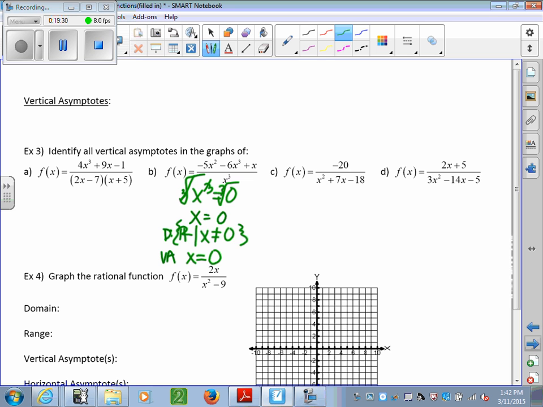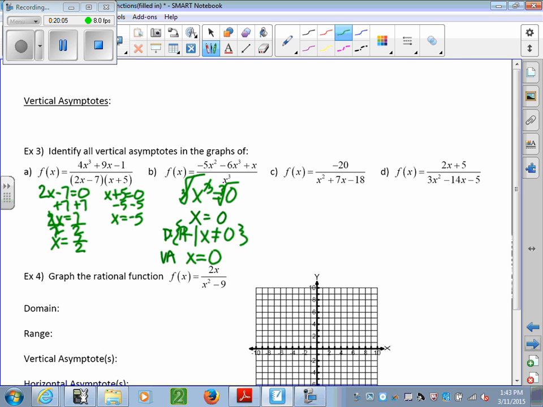Alright, so then let's do this one. Let's do A. So again, where it's undefined is where my denominator equals 0. So I just take each of my factors. I have 2x minus 7 equals 0. And then I take x plus 5 equals 0. And I solve. So add 7 gives me 2x equals 7. Divide both sides by 2. Leaves me with x equals 7 halves. Also, I need to move this 5 over, and x equals negative 5.